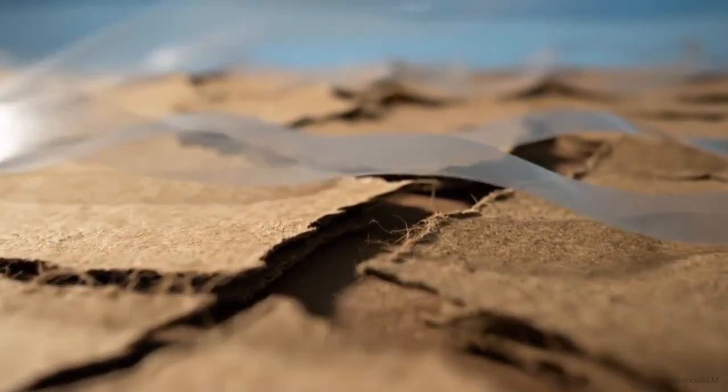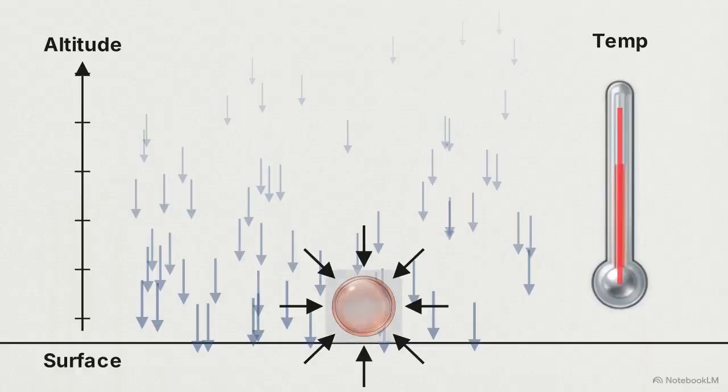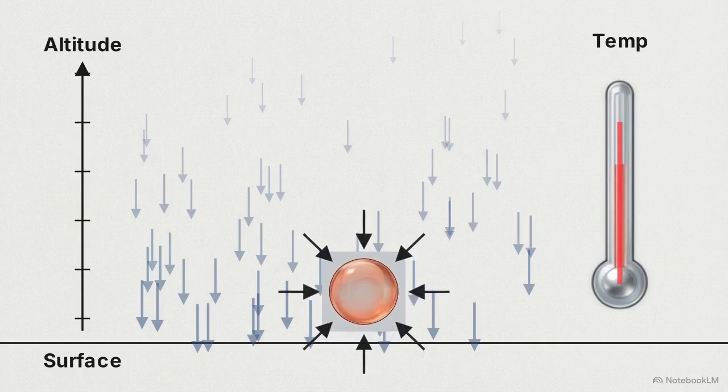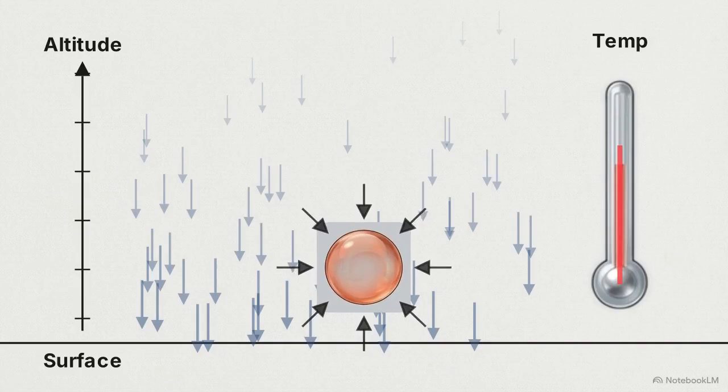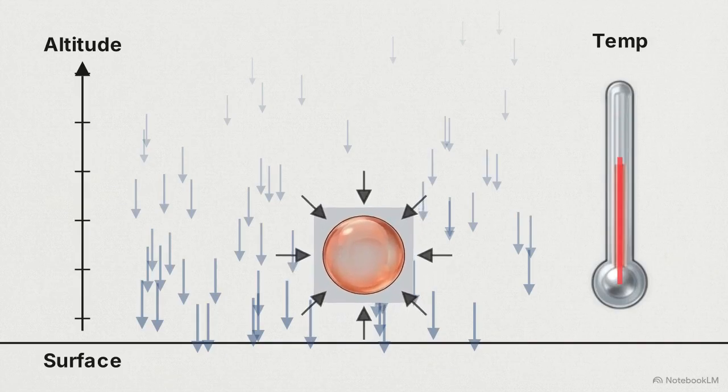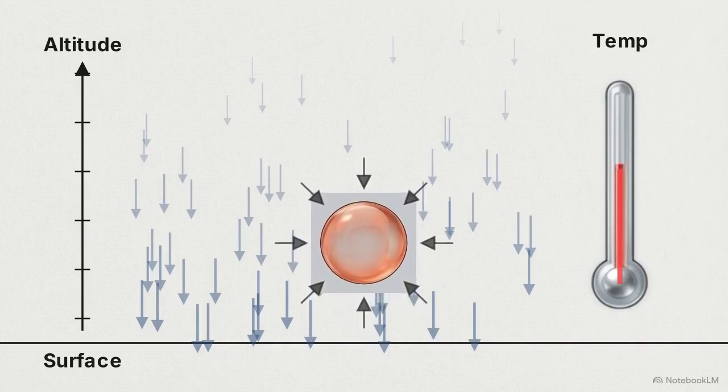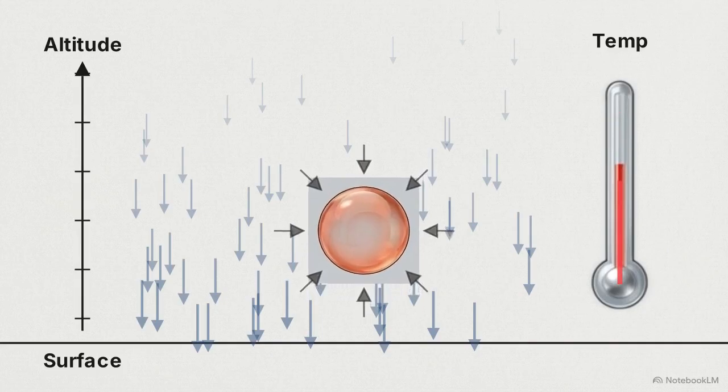Now let's watch what happens when that air starts moving. As the sun heats the ground, the air right at the surface warms up, becomes buoyant, and begins to rise into the sky. As it travels upward, it encounters a rule of the atmosphere. The higher you go in altitude, the less atmospheric pressure there is pushing down from above. This dropping external pressure removes the squeeze on our rising air bubble.